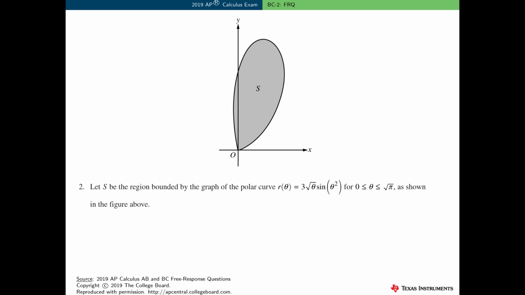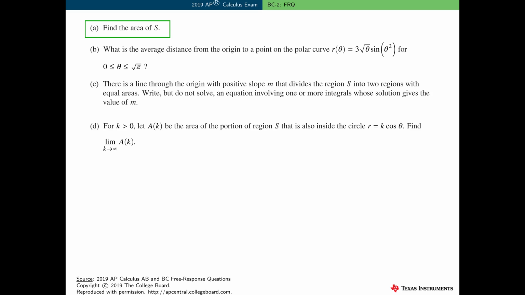This free response question involves a polar curve, r of theta equal to 3 times the square root of theta, sine of theta squared, for theta between 0 and the square root of pi. The graph of this polar curve is shown in the figure, and S is the region bounded by or enclosed by this curve. In Part A, we need to find the area of the region S.